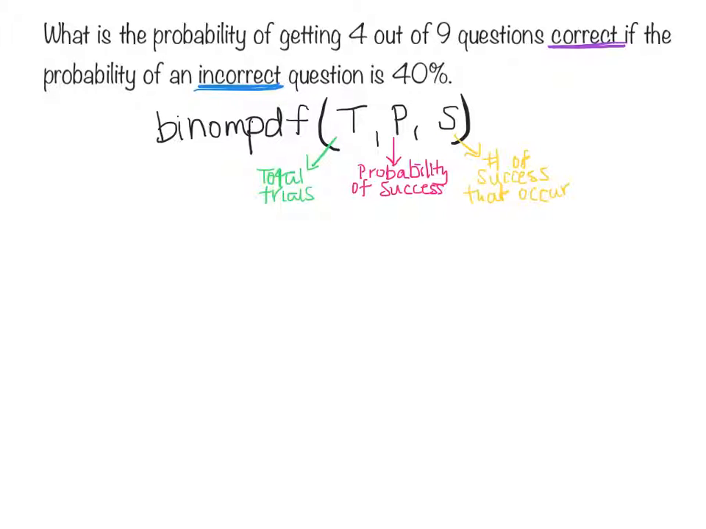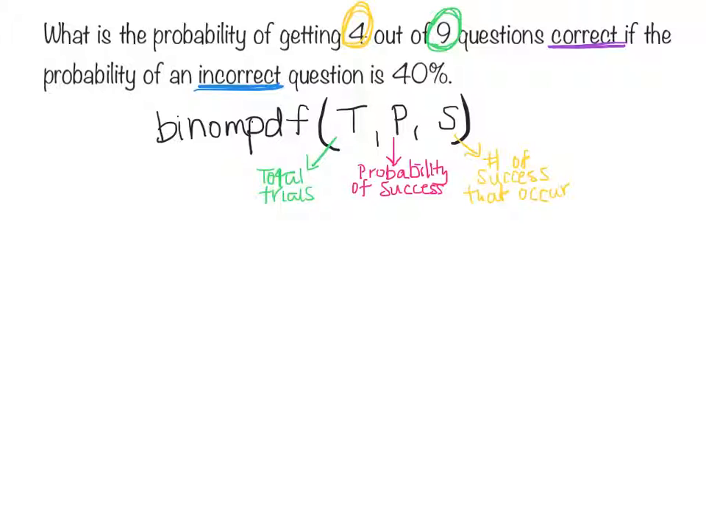So looking at my problem, it says 4 out of 9 questions correct. So I know that there's 9 questions total, and there are 4 correct. So 9 would be my T, my total trials. 4 would be my S, which is the number of successes that occur. Then I keep reading it.